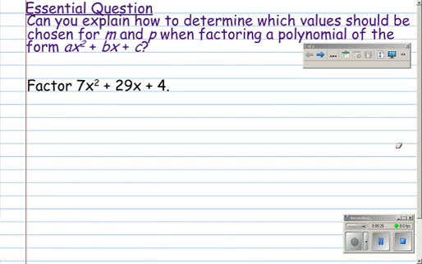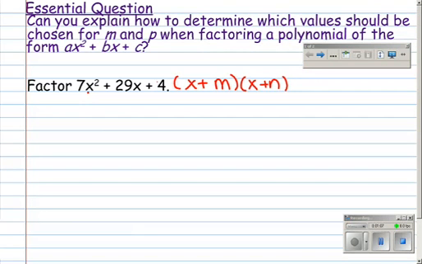You may not always have one, but in this particular problem, if my coefficients are 7, 29, and 4, and there's not a number bigger than 1 that goes into those three numbers, then I don't have a greatest common factor. So I'll immediately just start factoring the problem. Now, anytime a trinomial can be factored, it can be factored in this form. It'll be m times x plus or minus something, and we'll just say it's n, okay?